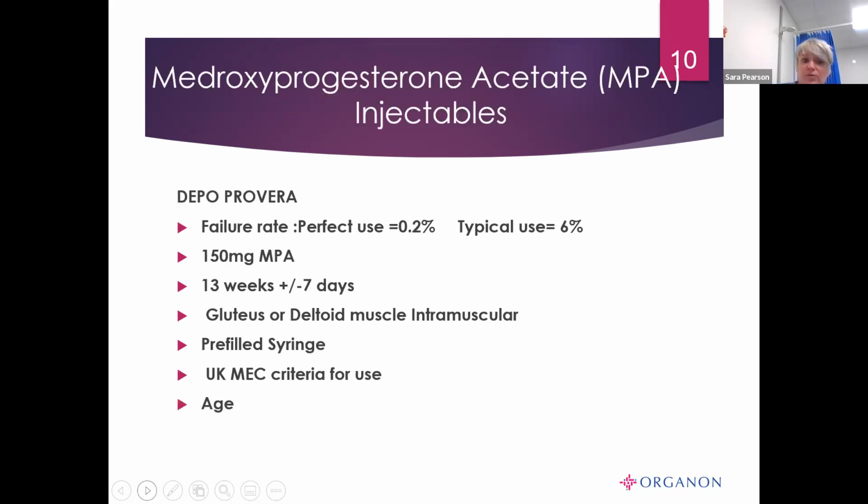So then we've got our depot, so failure rate 0.2%, typical use 6% failure rate. This one is considered a little bit more of a LARC. It's got the 12 weeks and 5 days by the manufacturer's guidance, but supported by the faculty as 14 weeks. So it is a bit more long acting, but that 14 weeks comes around very quickly, and some people just don't manage to get booked in time to have their next dose. So this is where we get this failure rate. So I think it's making sure women are aware of the next appointment. We would never give them the 14 weeks. We try to give them 12 weeks, so they've got a little bit of leeway there. And then it's gluteus or deltoid muscle for the insertion. This is the IM method.